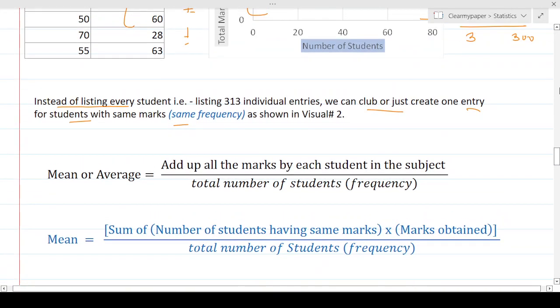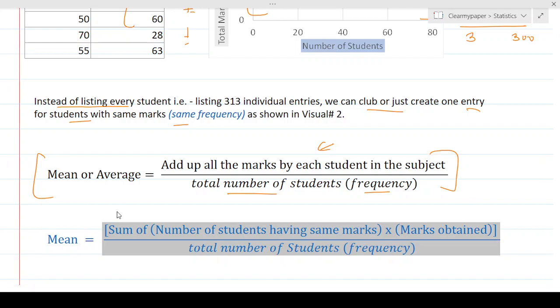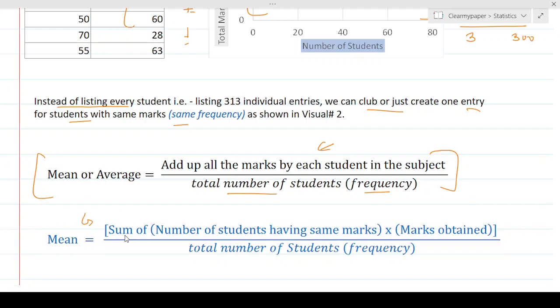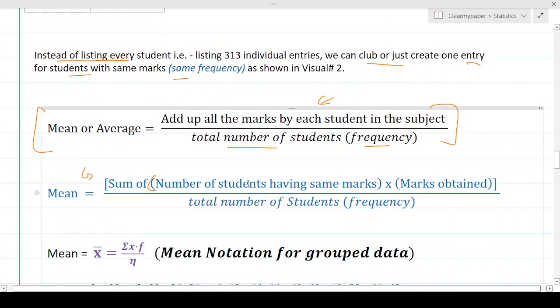So what we have done here, again, the formula is the same. Add up all the numerator, and then the total divide by the total number of students or the frequency in the denominator. Okay. And now let's see how we are going to add up. If you see here, the one in the blue color highlighted, the numerator is what we are going to sum up. We are going to take the number of students having the same marks and marks obtained. Like for example, I've showed here 3 into 100. I'm going to take that.